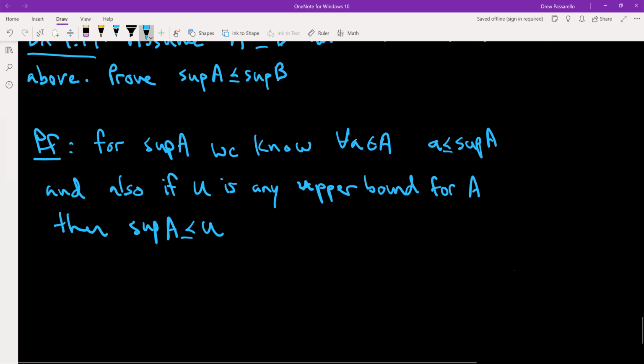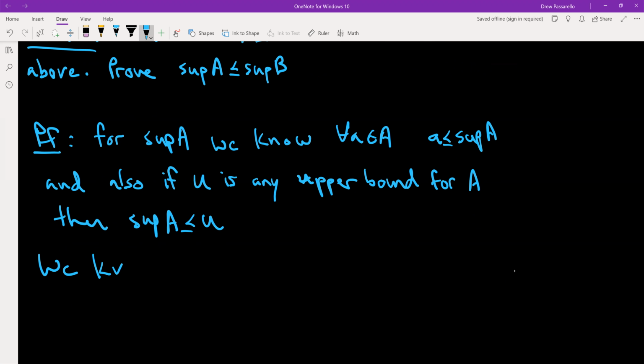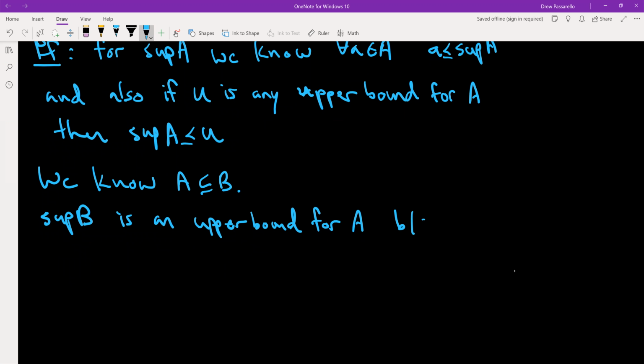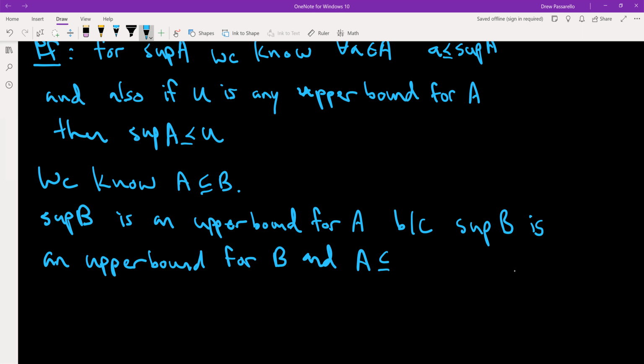All right, so we know A is entirely contained in B. Sup of B, the supremum of B, is an upper bound of A, because we know that the supremum of B is an upper bound for B, and A is contained in B. Okay, so this is kind of redundant here, so I'll erase this.